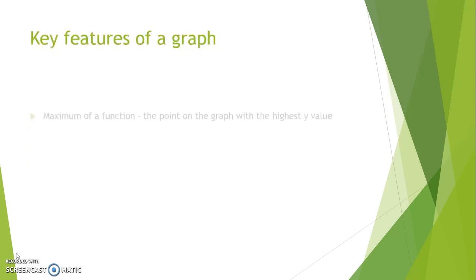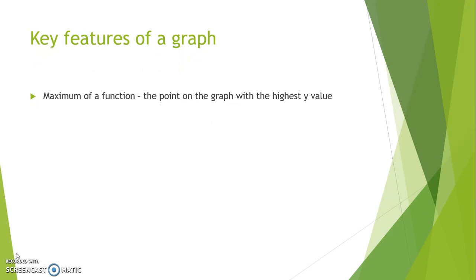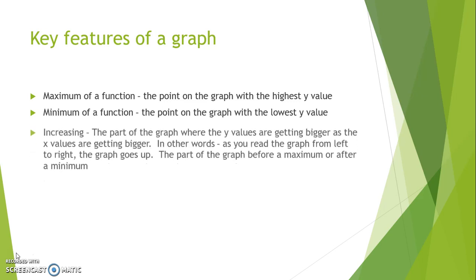A few more key features of a graph. We have the maximum of a function, and that's the point on the graph with the highest y value. The minimum of a function is the point on the graph that has the lowest y value. Remember, y's go up and down, so the highest and lowest.